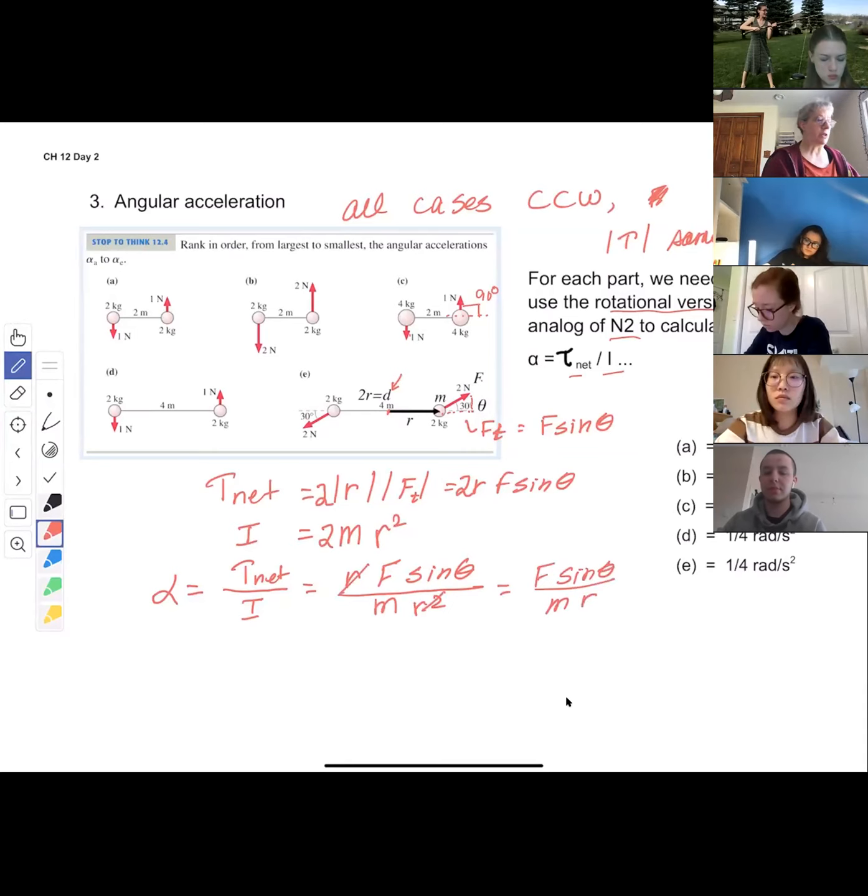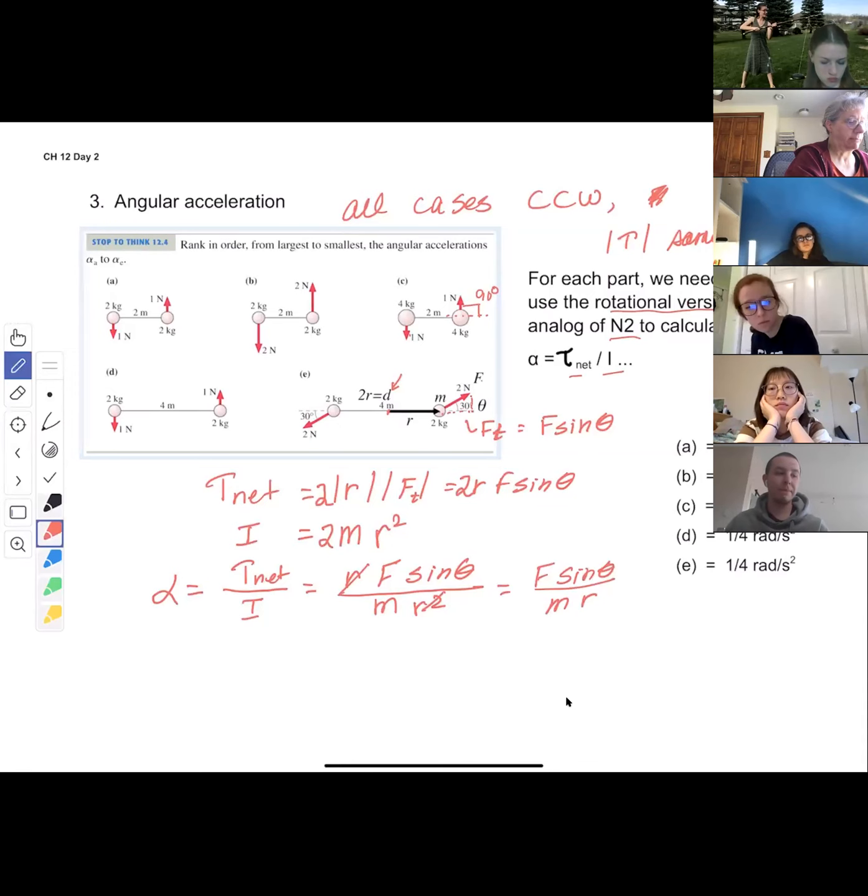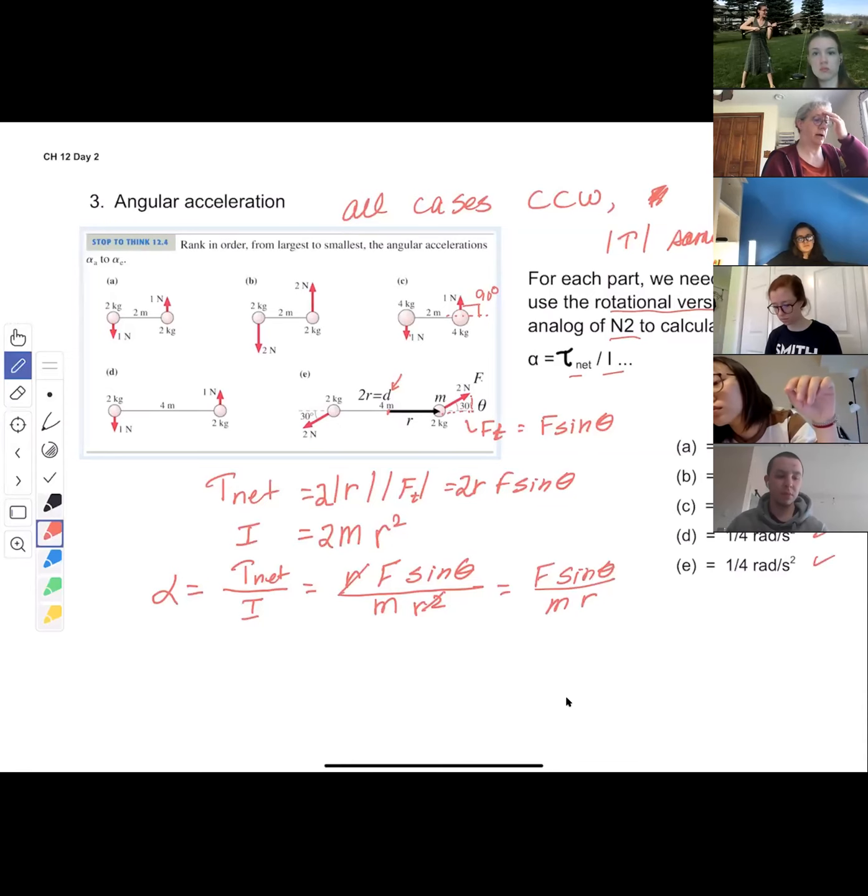Okay, so if we look at each one of these, the force is either 1 Newton or 2 Newtons. The distance R is either 1 meter or 2 meters. And the mass is either 2 kilograms or 4 kilograms. So if we go in there, we can very quickly find that alpha will be the values I gave here on the right. And let's just do one of those.